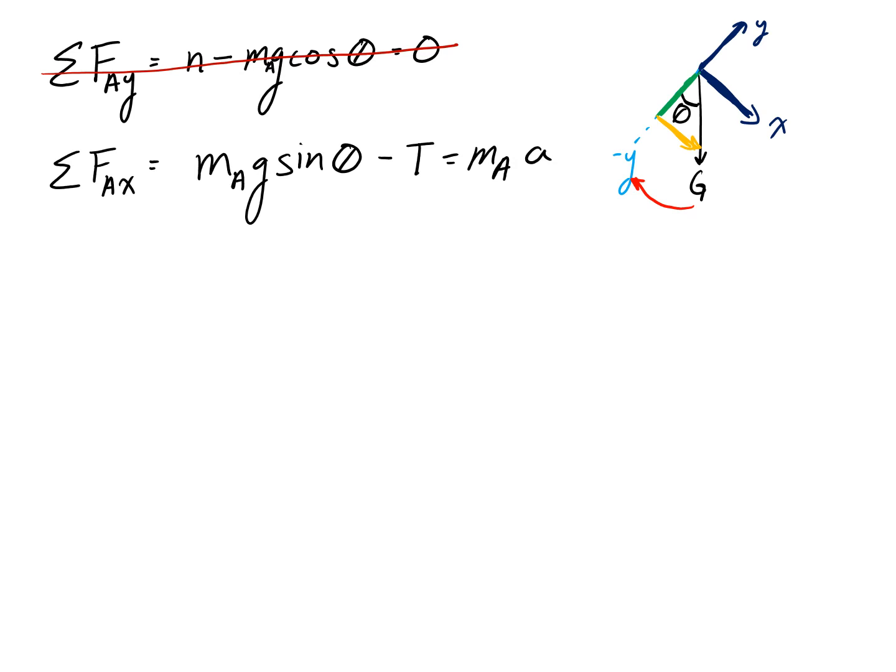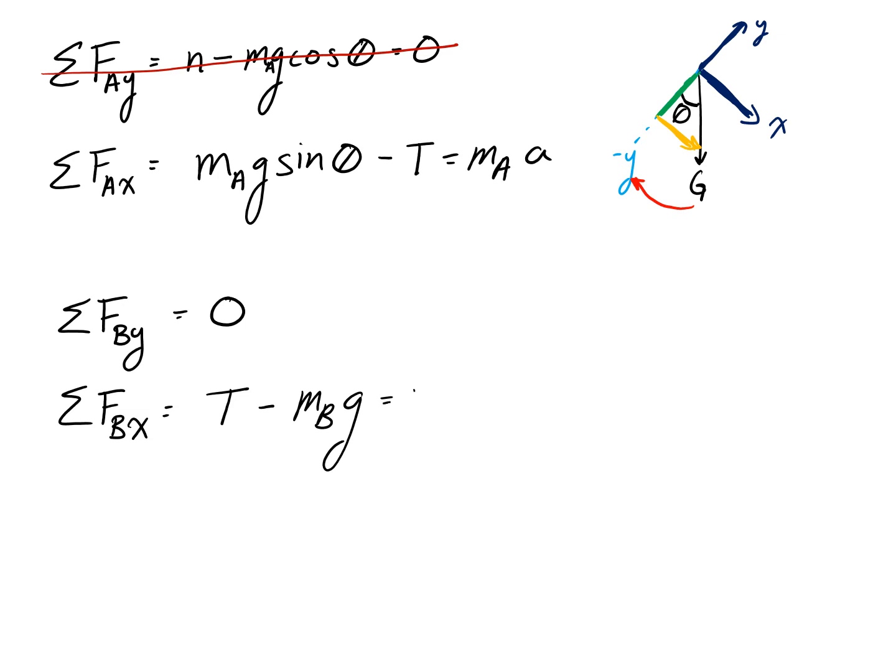Now I want to do the same thing for box B. In the Y direction, I just have 0, so that makes it nice and easy. For the X direction, I'm going to have positive tension minus MBG. And this is going to be equal to MBA. So before we go through and try to solve this, I want to talk about why my answers are the way they are.